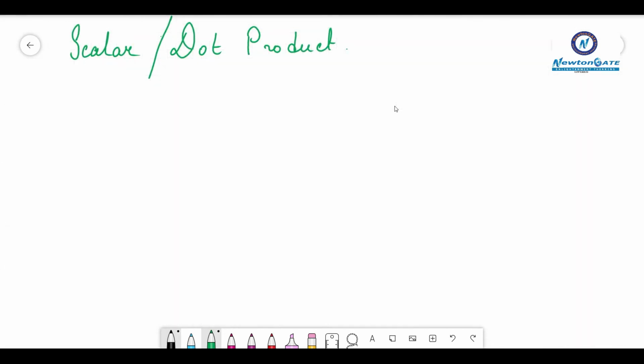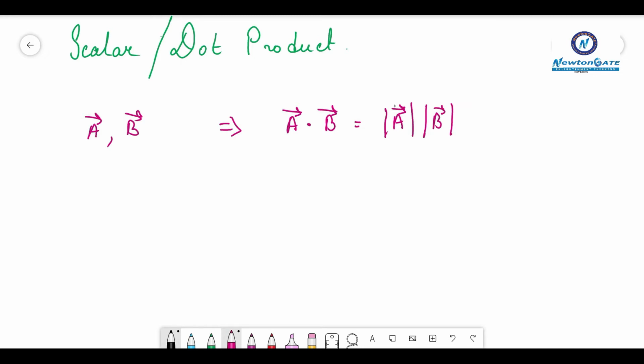So scalar product or dot product, the first thing we need is two vectors. Let's say that I have two vectors, A vector and B vector. If I have to multiply A and B, then it is written as A vector dot B vector. This is why the name dot product. So A dot B will give me magnitude of A into magnitude of B into cos theta.